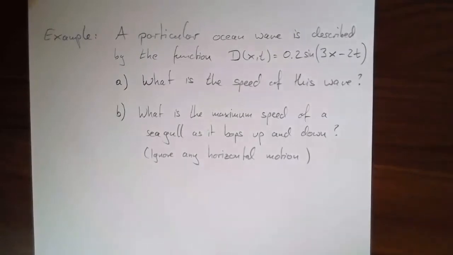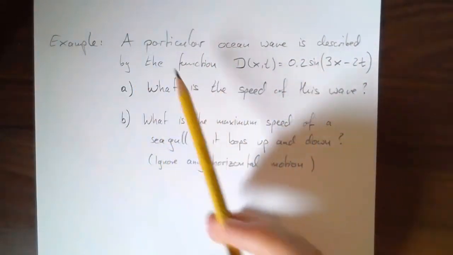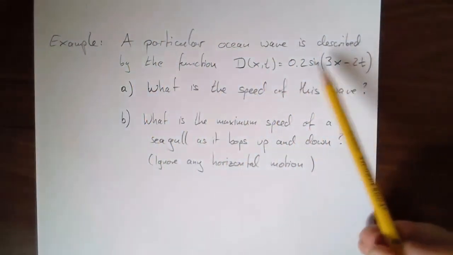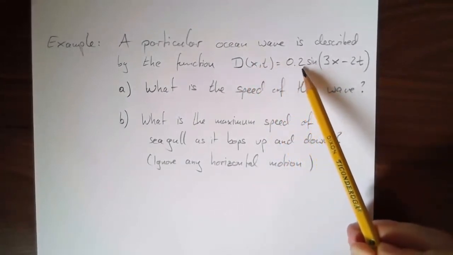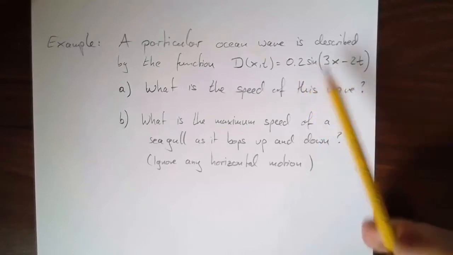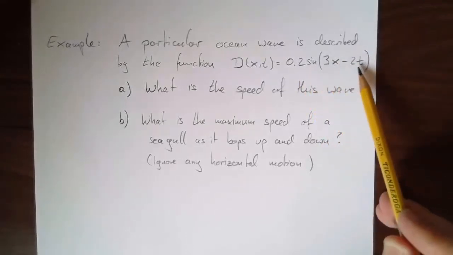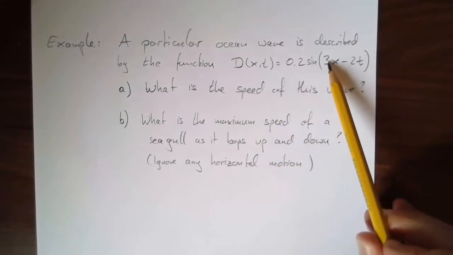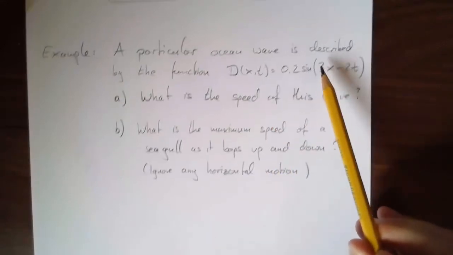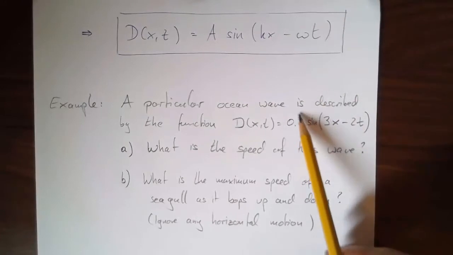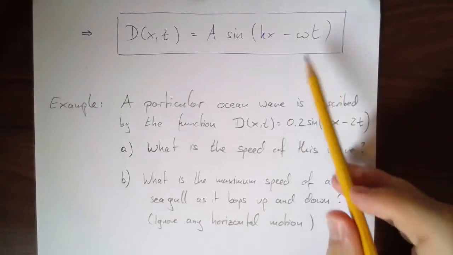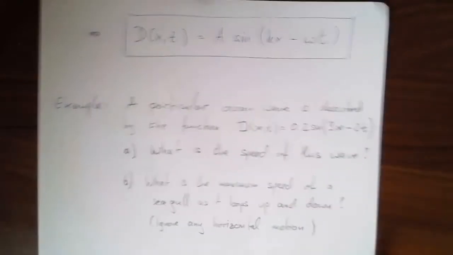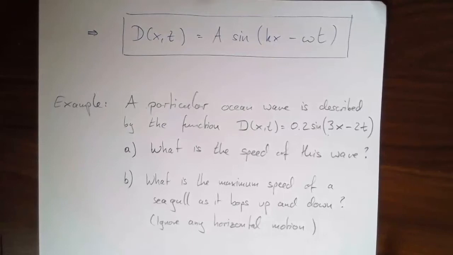To finish off, then, let's look at one example. Say the question statement is the following: a particular ocean wave is described by the function d(x,t) is 0.2 meters, presumably, times sine of 3x minus 2t. So I read off, comparing it with this, the amplitude is 0.2, k, the wave number, is 3, and omega is 2. How do I find the speed from this?